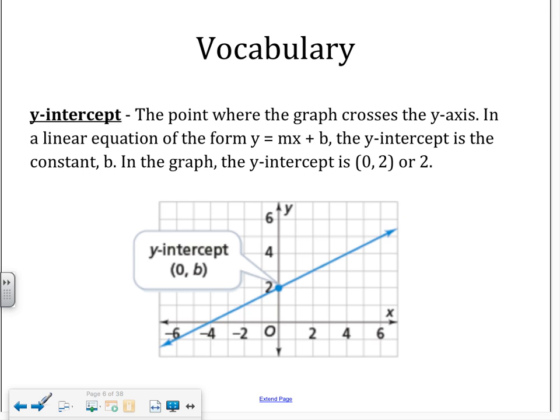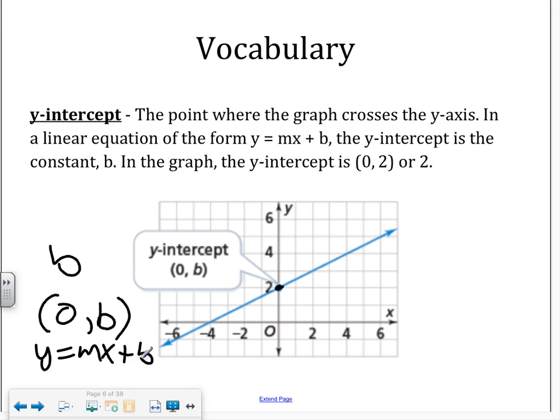Y-intercept, the point where the graph crosses the y-axis. So write this as an ordered pair. Don't just write the value of b. We talked about this a little bit. So the point where the graph crosses the y-axis. So when x is 0, y will be b. And you see that in our equation, y equals mx plus b.